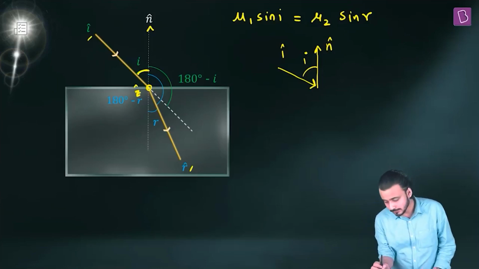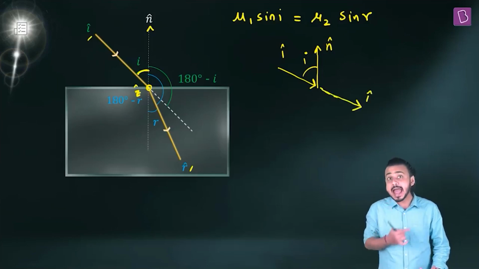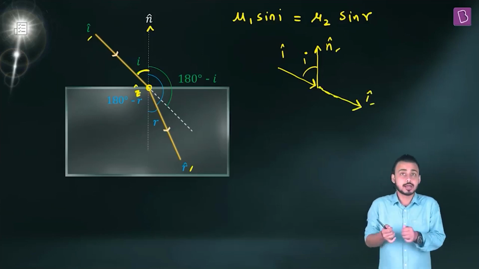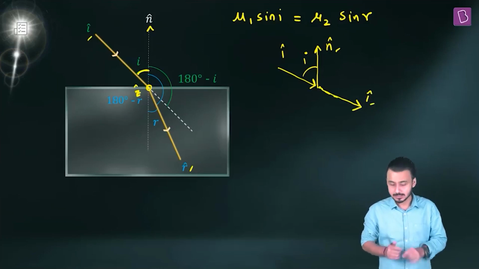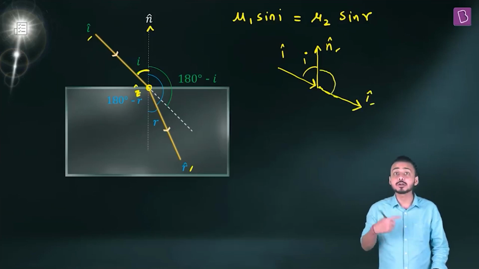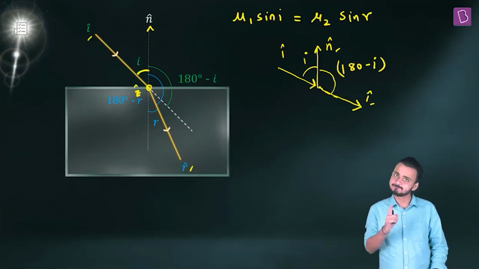Correct? So if you parallelly displace this I cap, it is this. Then what is the angle between N cap and I cap? Are they now tail to tail? Yes. So the angle between I cap and N cap will be this. And what is the value of that? 180 minus I. Am I clear with that?